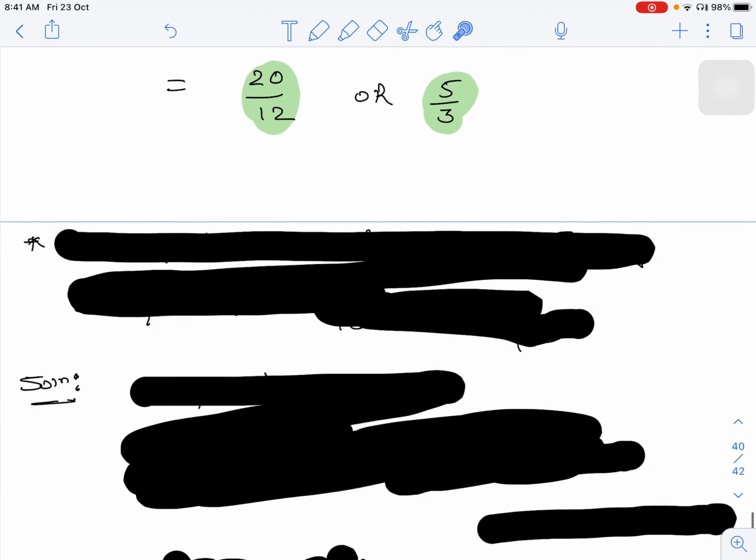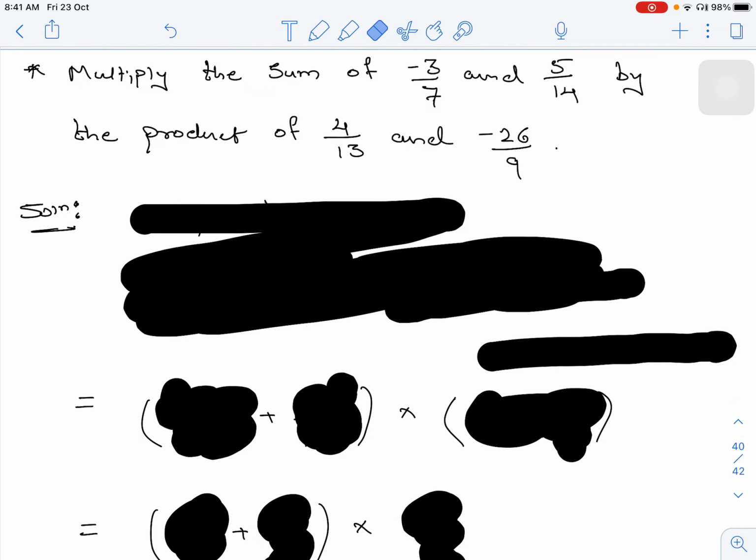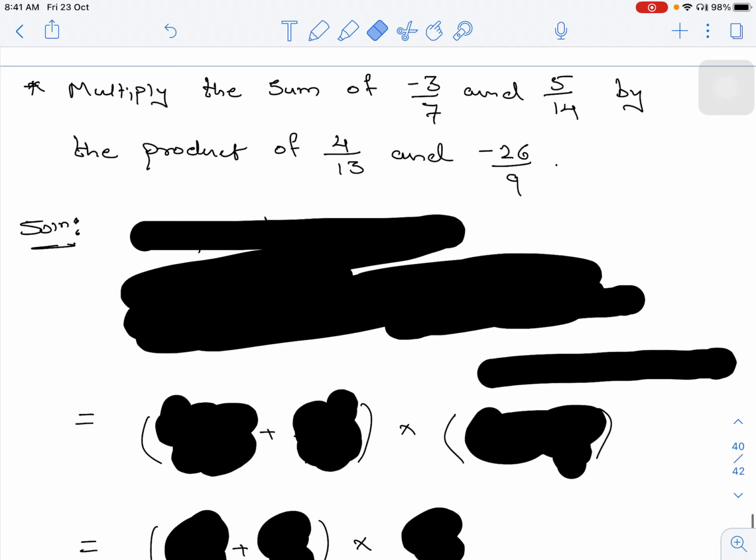Now let us see our next example. In the next example it is given: multiply. Now what do we have to multiply? The sum of minus 3 upon 7 and 5 upon 14. Their sum we have to multiply by what? By the product of 4 upon 13 and minus 26 upon 9.